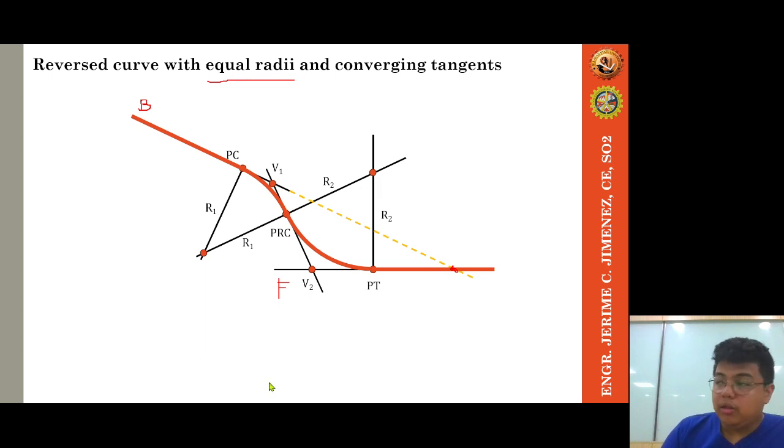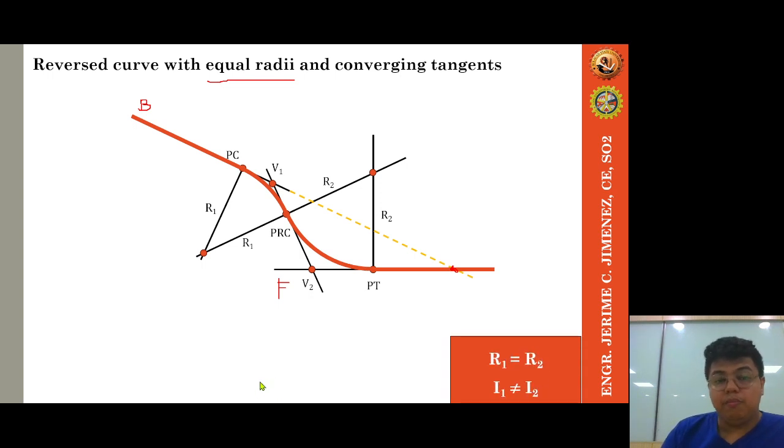Okay? And take note that in type 3, R sub 1 is equal to R sub 2, but since these are converging tangents, I sub 1 is not equal to I sub 2. The converging tangents have unequal central angles. Okay, I hope that's clear.